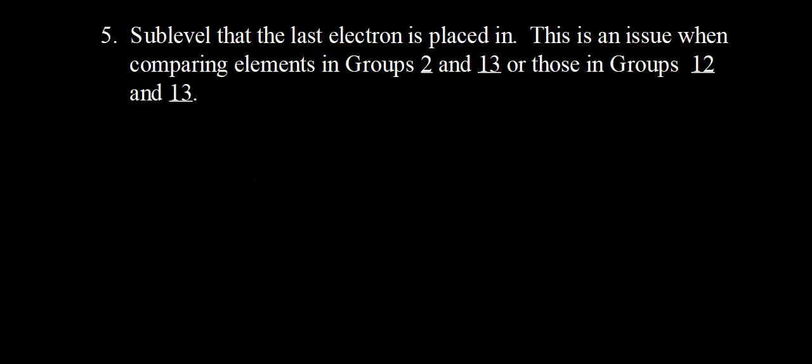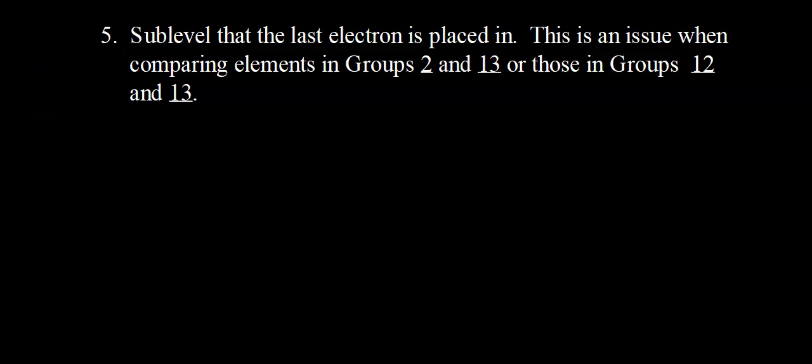And one more factor that we need to sometimes consider is the sublevel that the last electron is placed in. So this will be important for both ionization energy and electron affinity. It says this is an issue when comparing elements in groups 2 and 13 or those in groups 12 and 13. And again, we'll see some examples for each of those.